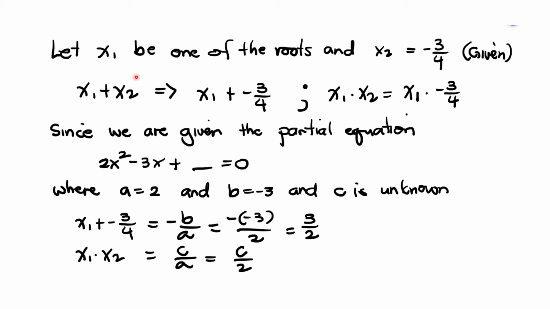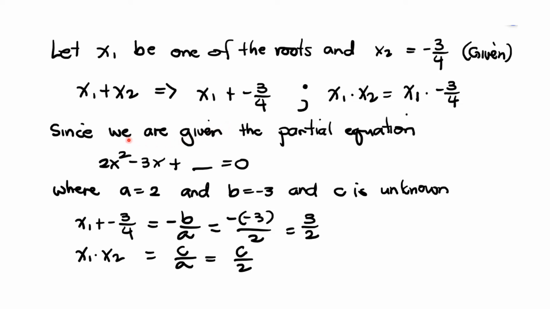Now when we say the sum of the roots, that means we add x1 and x2. Since x2 is given, we can say x1 plus negative 3 over 4. The product of the roots is x1 times x2, which means x1, the missing root, times negative 3 over 4. Now we need to relate this to the c over a and the negative b over a.